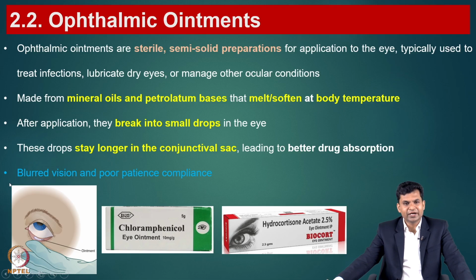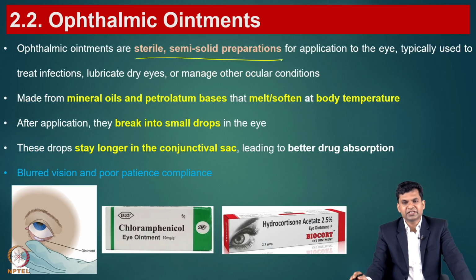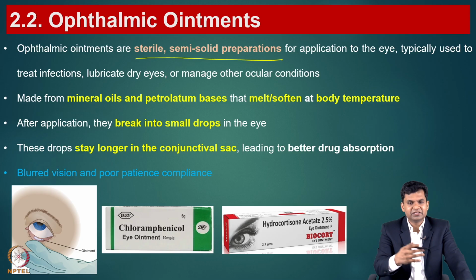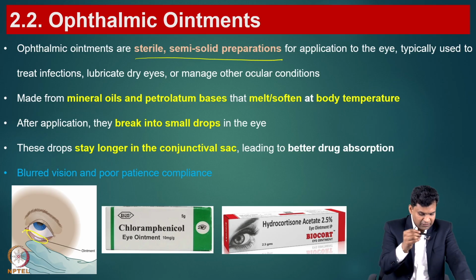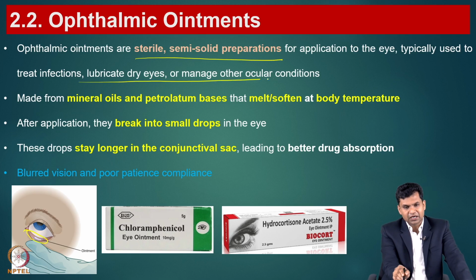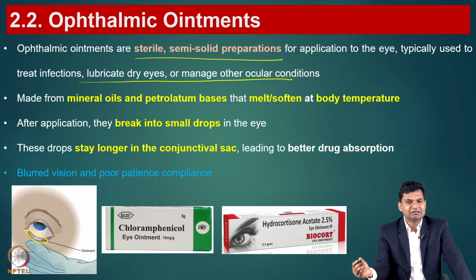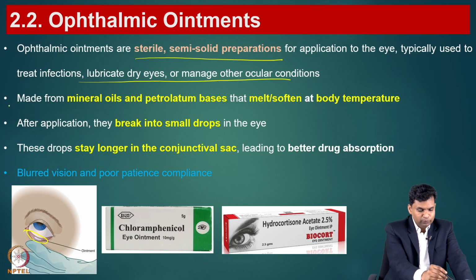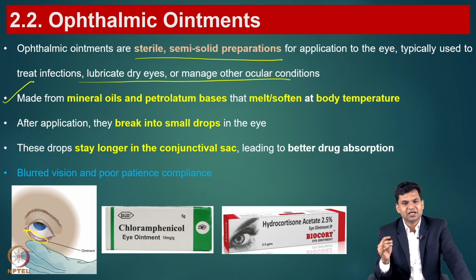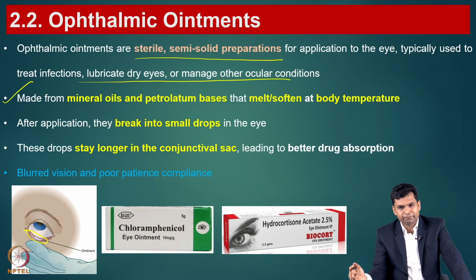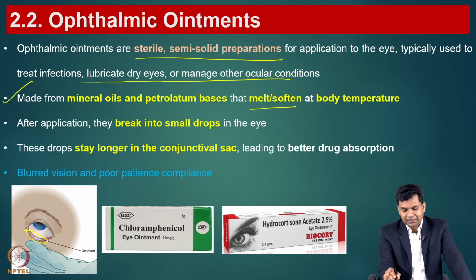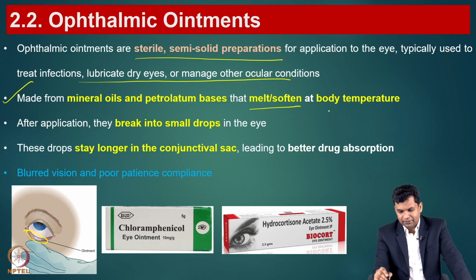Now, here are the ointments, the definition of the ointments. These are semi solid preparations which are sterile. Yes, they have the highest contact time compared with the other formulations. This we need to administer in the eye, and it helps for infections, also for dry eyes and other diseased conditions. Here the two major components are very important, that is mineral oils as well as petrolatum bases that will melt or soften at body temperature.